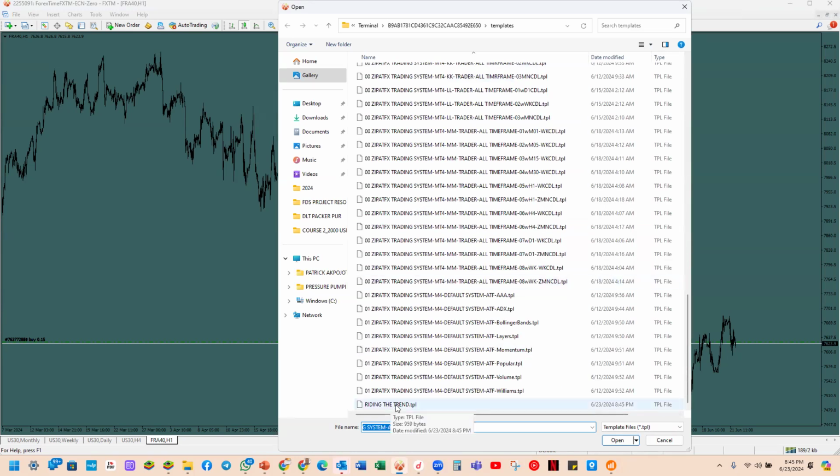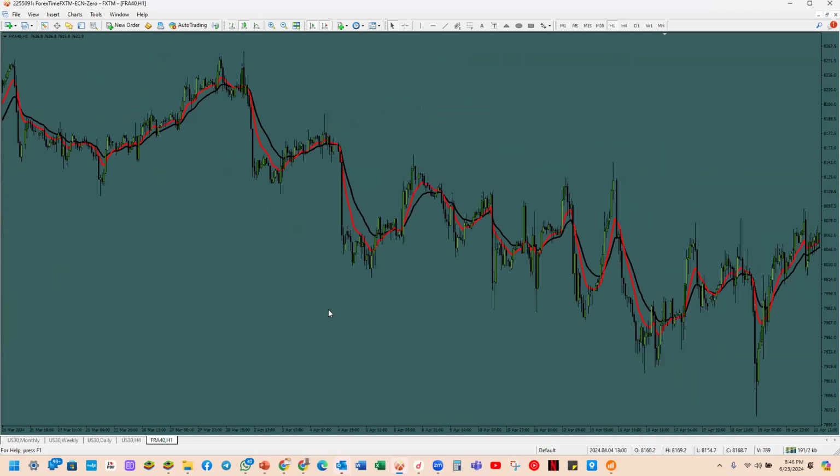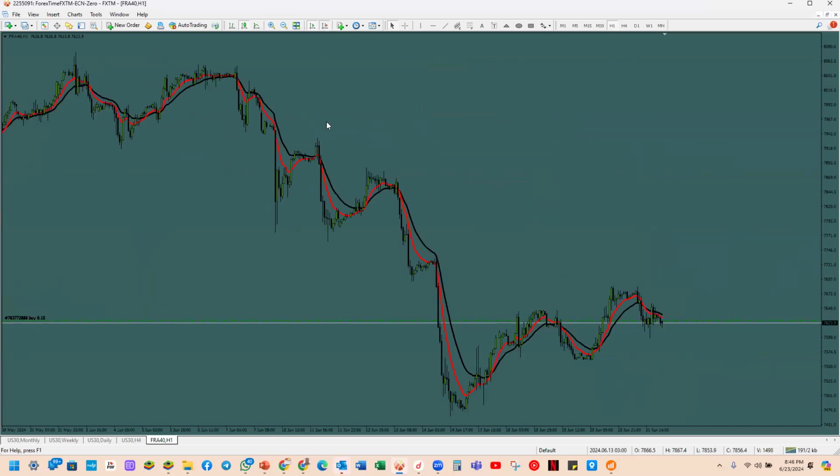This riding the trend. Once I click on it and I say open, it will give me that template. Can you see that? It will give me that template automatically. So this is the template to work in MetaTrader 4, and it's the same for MetaTrader 5. No difference between that of MetaTrader 4 and MetaTrader 5. So it's very important that we understand this.